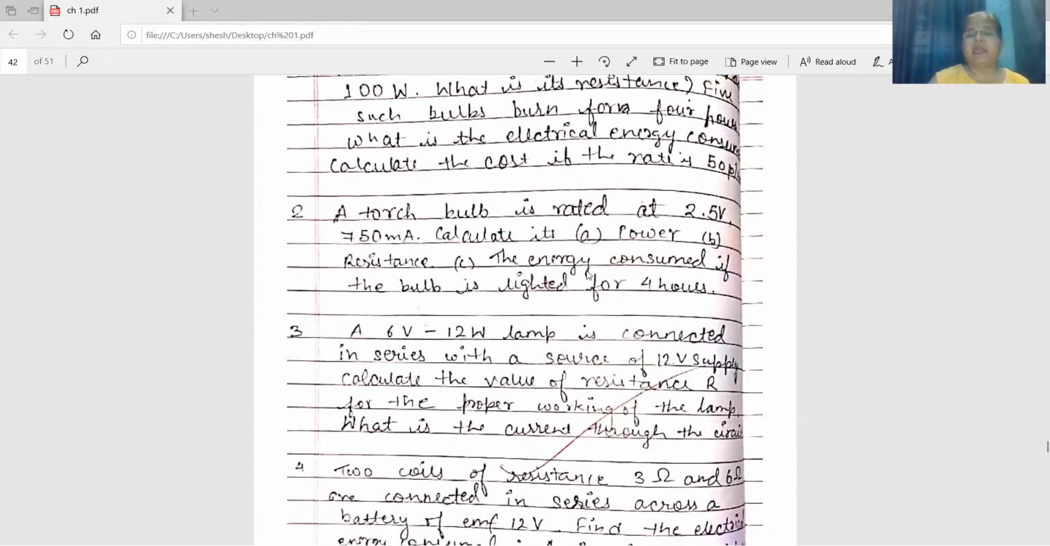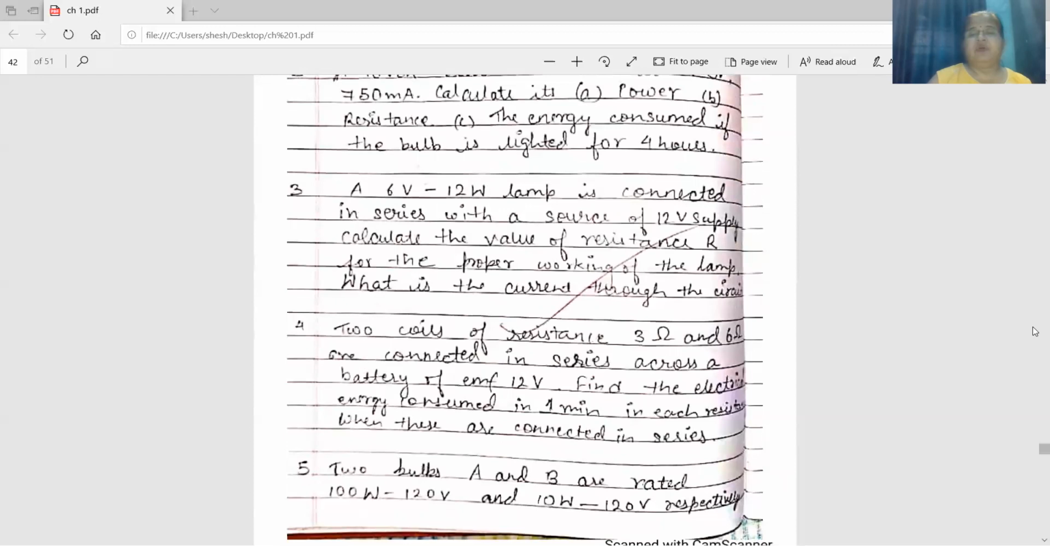And C is the energy consumed if the bulb is lighted for 4 hours. Energy consumed is equal to power into time. The power you have got in A, multiply it with 4, and you will get the energy consumed if the bulb is lighted for 4 hours.